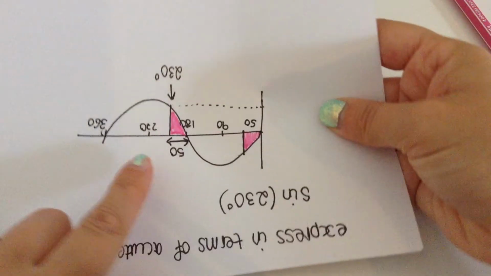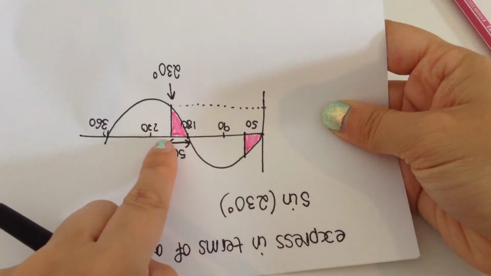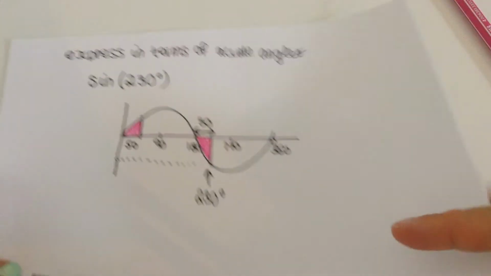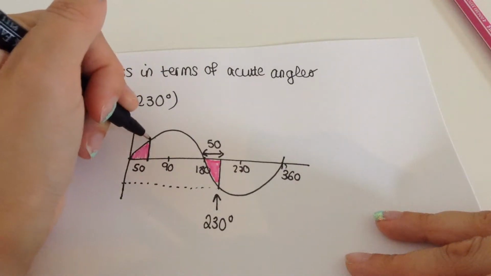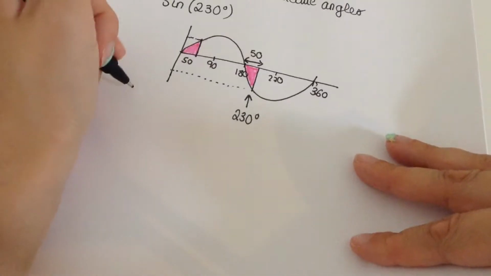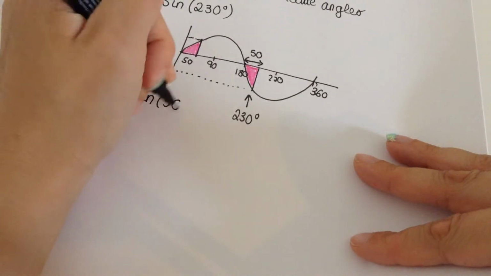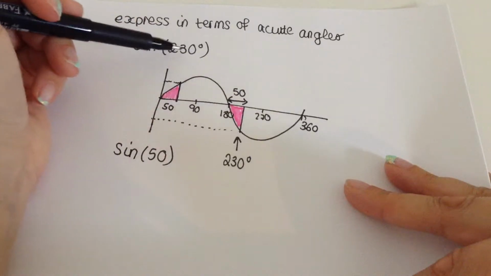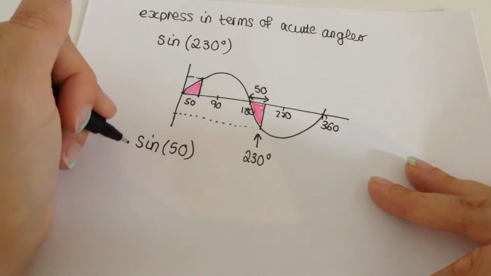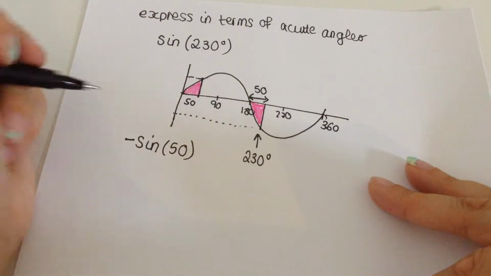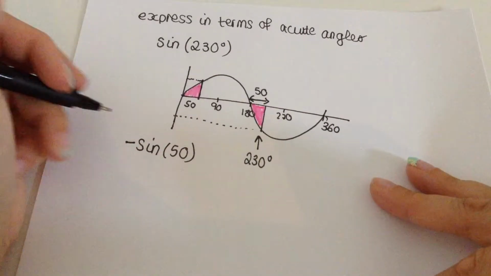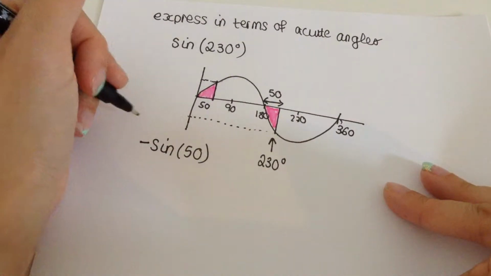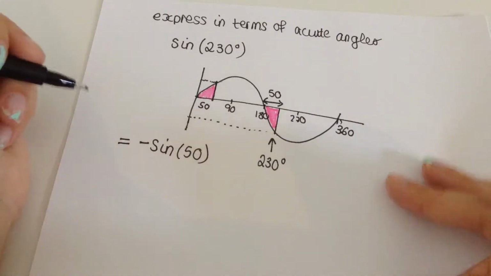If you don't believe me, then turn this upside down. So it's 50 from there inwards, and this is 50 from there inwards. So it's sort of the same as sine of 50, except this one is negative and this one is positive. To make it right, I'm going to have to put a minus on the front of that, so it makes it negative. So sine of 230 degrees equals minus sine of 50 degrees.